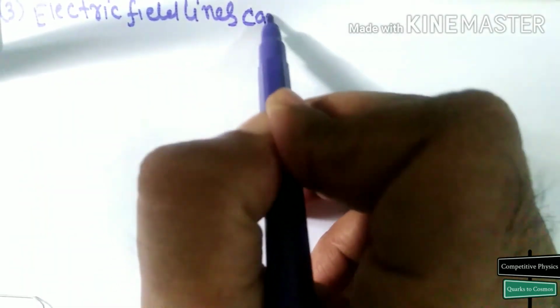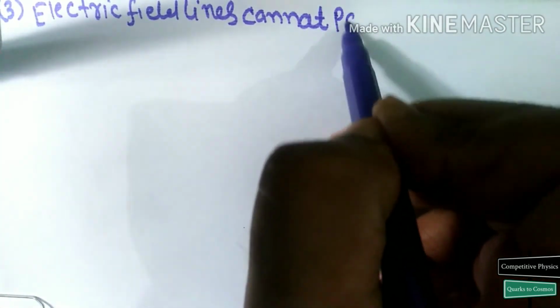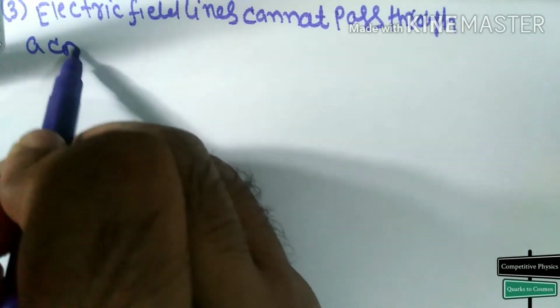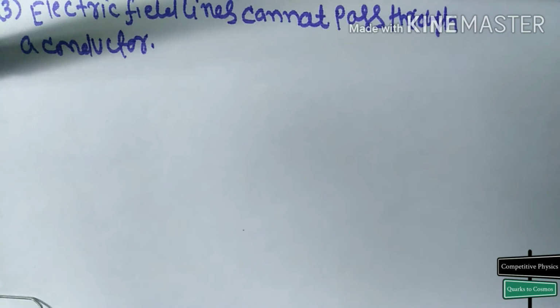The third property is electric field lines cannot pass through a conductor. It means electric field inside a conductor is zero. So you must be thinking of why electric field lines cannot pass through a conductor. You know that a conductor conducts because it has free electrons, and all the free electrons lie on the surface. There are no free electrons inside the conductor. So that's why electric field lines cannot pass through a conductor.